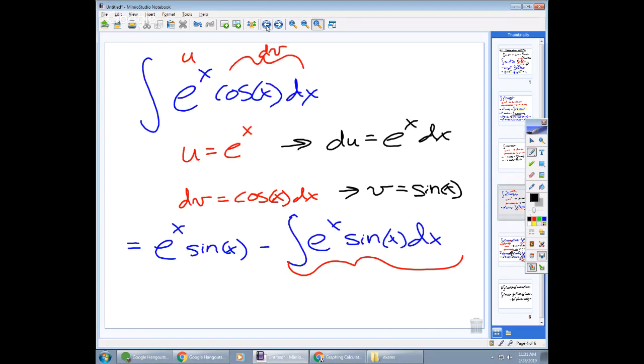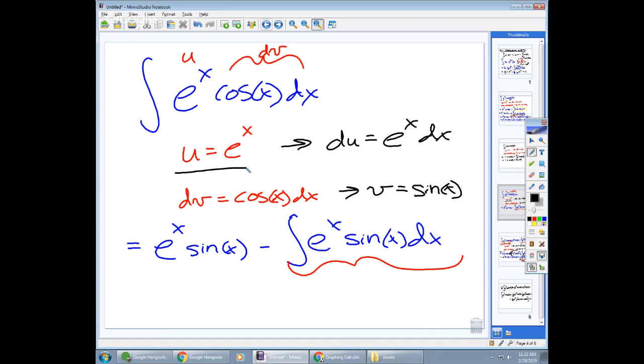When we first started this, I believe it was Carter that said, well, I don't think it matters whether we choose u to be e to the x or u to be cosine of x. And that is true. But if you start off with u equal to e to the x, then stick with it. Because if you switch it in the next round, everything cancels out on you and you get nowhere. Instead of a loop, you get a dead end.